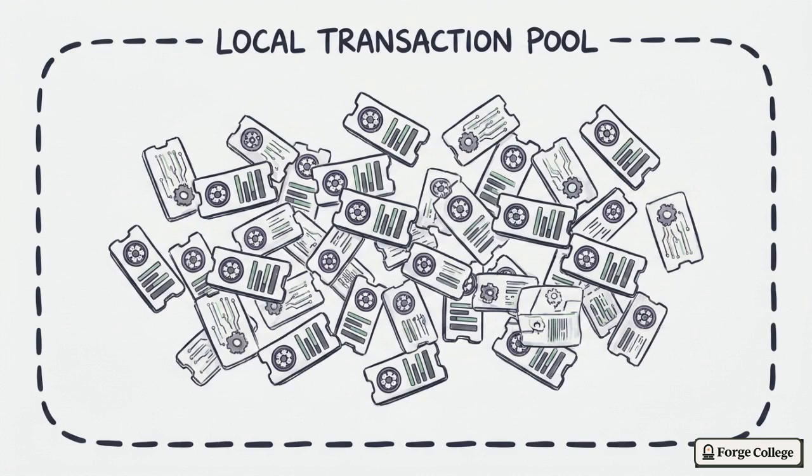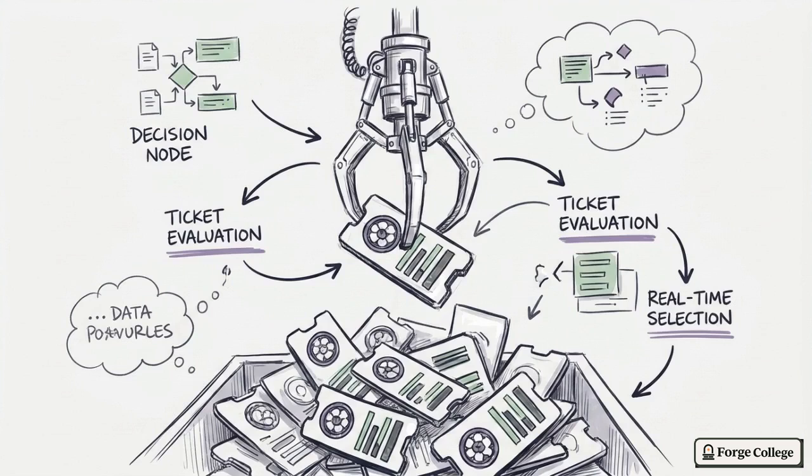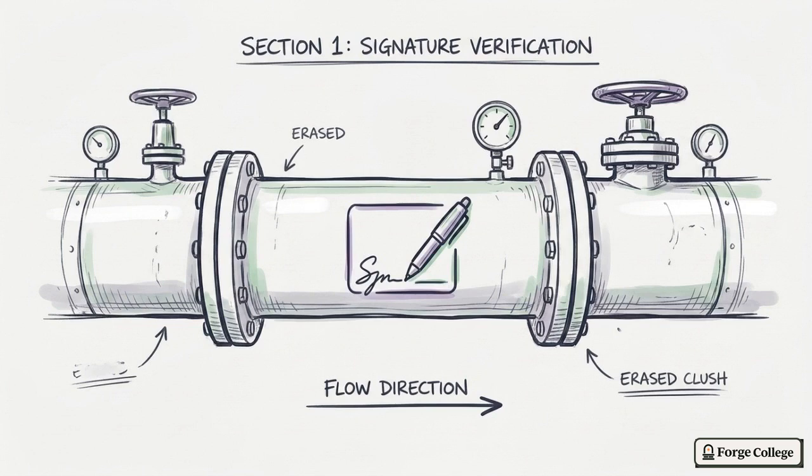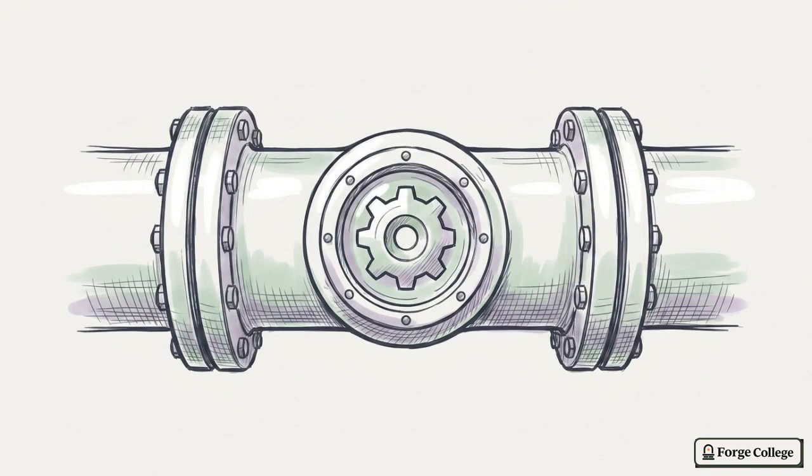If you can pay, you enter the mempool. This is a digital waiting room where verified transactions sit until a block proposer picks them to be officially added to the chain. This step-by-step pipeline ensures nodes only process authorized instructions in the right order and fully paid for.